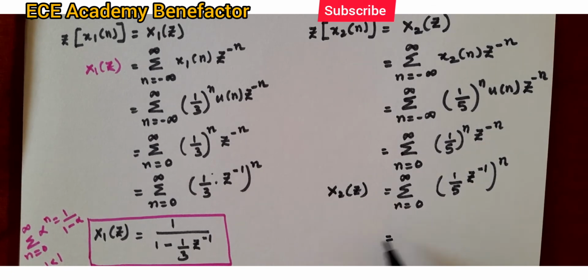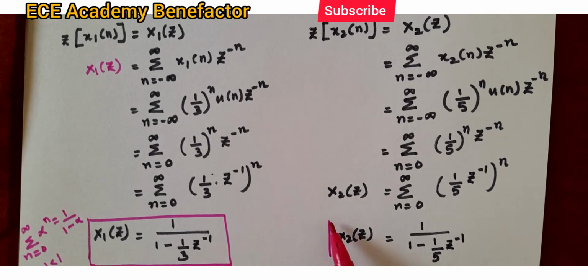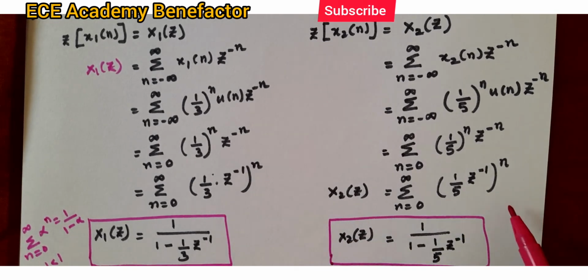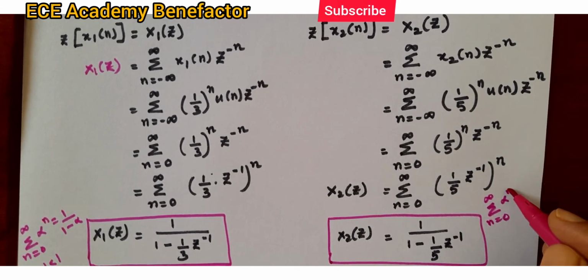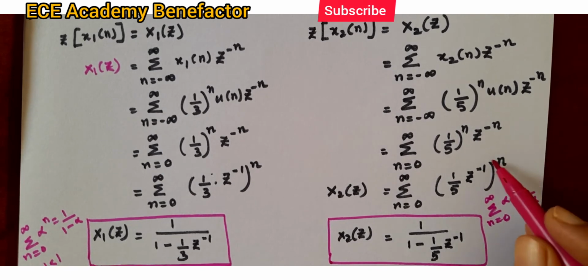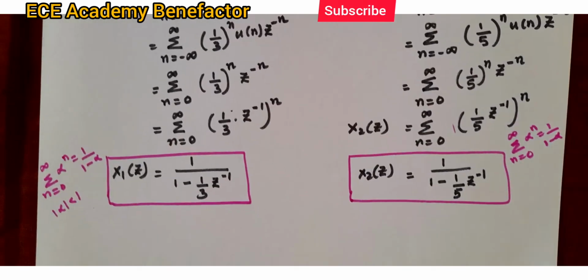So X2 of z will come as 1 by 1 minus 1/5 z to the power of minus 1. So this we got for X2 of z, based on the formula summation n equals 0 to infinity alpha to the power of n is equal to 1 by 1 minus alpha. What is alpha here? Alpha is 1/5 z to the power minus 1. So x1 of n and x2 of n are given, and we computed X1 of z and X2 of z. What is the convolution property stating for Z transform?